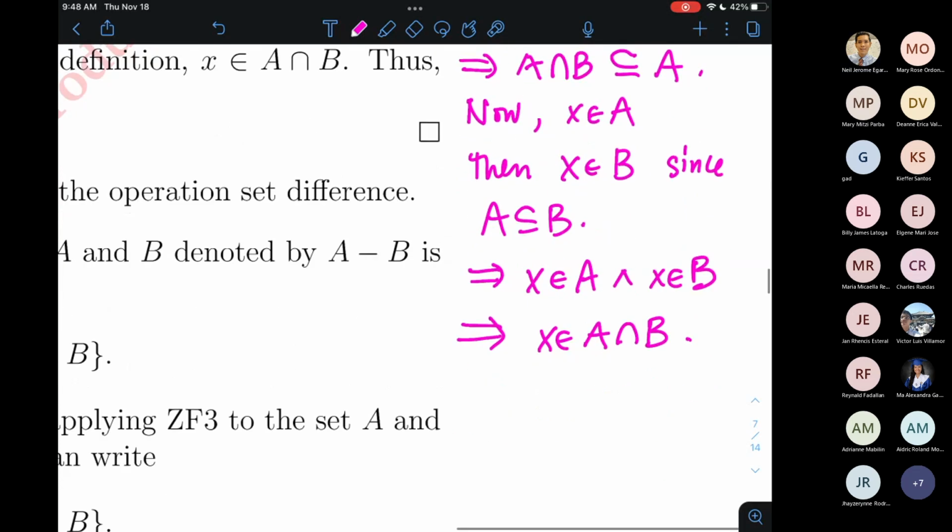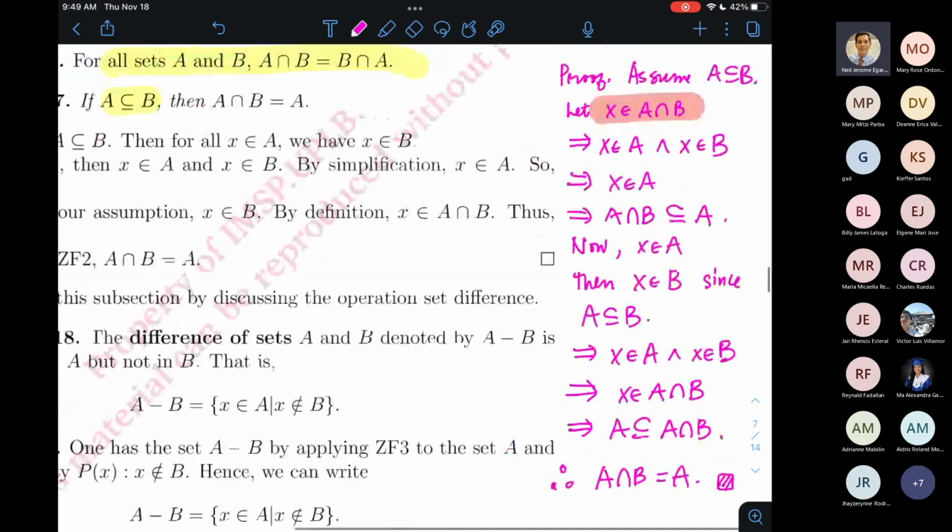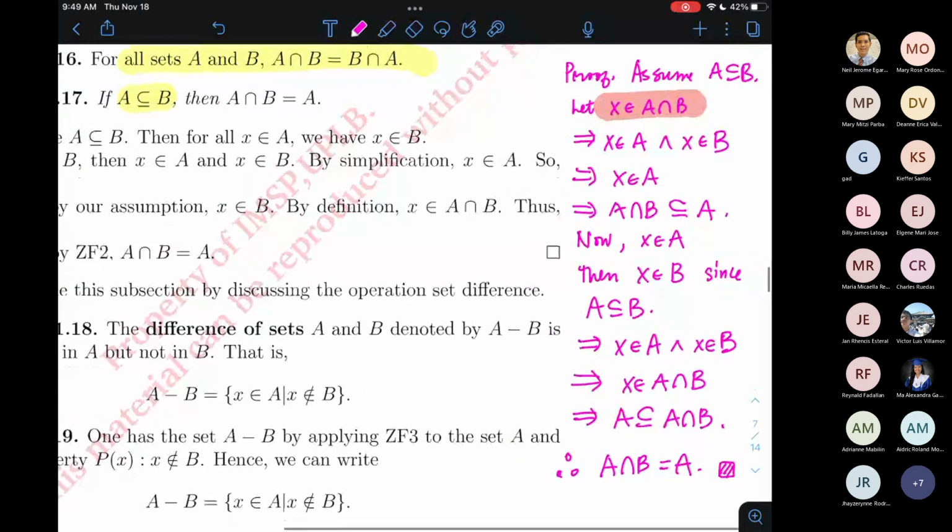Okay? So we have shown that A is a subset of A intersection B. And by the anti-symmetry of the subset relation, we can say that A intersection B is equal to A, provided that A is a subset of B. All right.